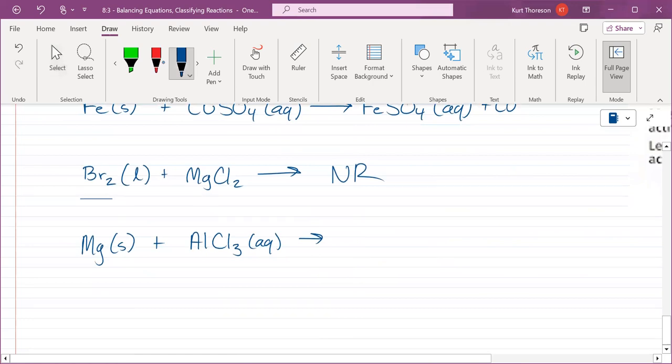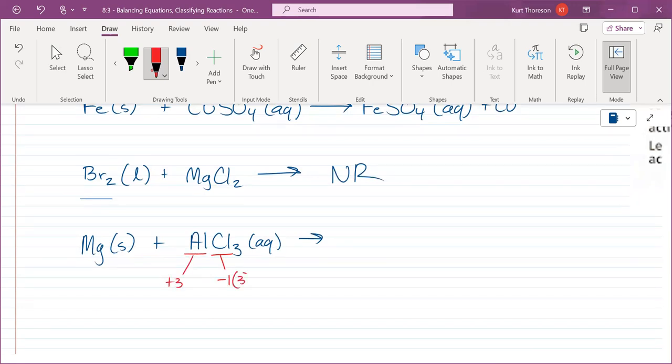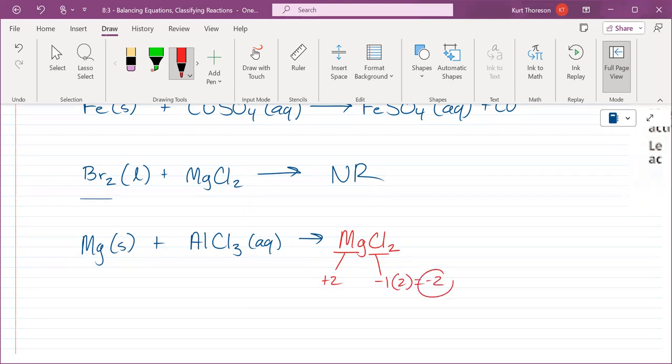Now, before I go any further, chlorine has a negative 1 charge. Aluminum has a positive 3 charge. There are 3 chlorines there to balance it out, so it's going to be negative 3. That's why it's in a 1-to-3 ratio. Magnesium is all by itself, so it's going to be 0. So magnesium is going to bond with chlorine. Magnesium has a positive 2 charge. Chlorine has a negative 1 charge, so you're going to need Cl2 to balance it out so that you can have positive 2 and negative 2. And that means that aluminum is going to be all by itself.